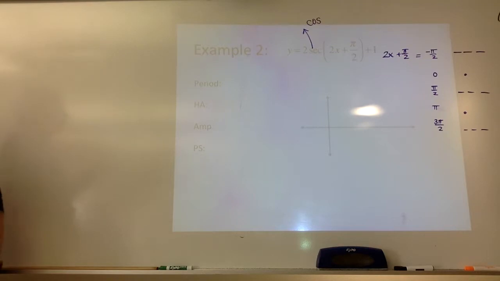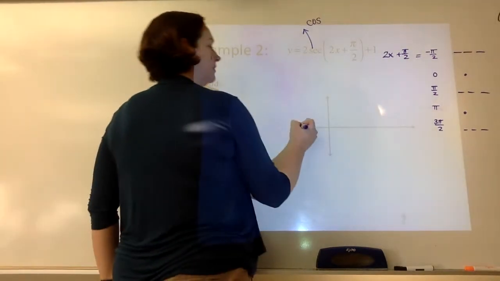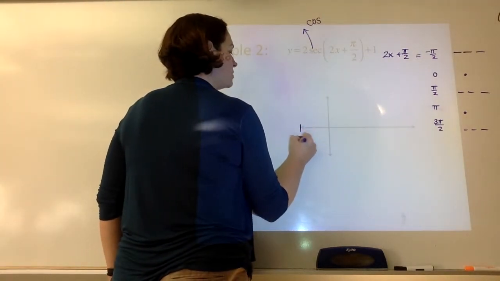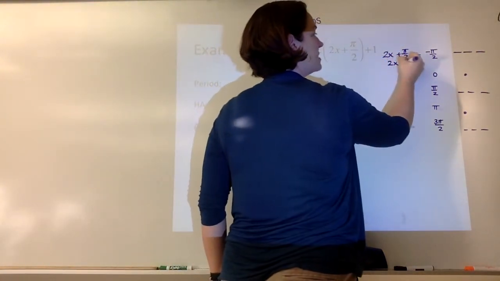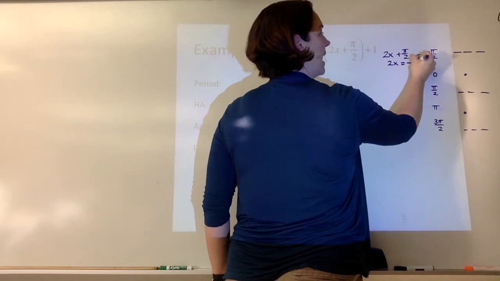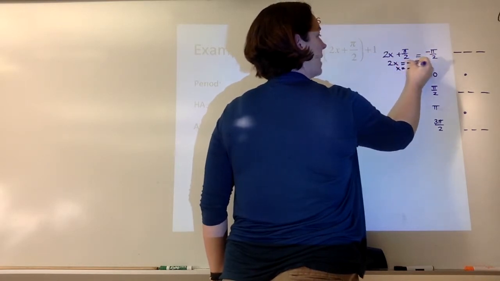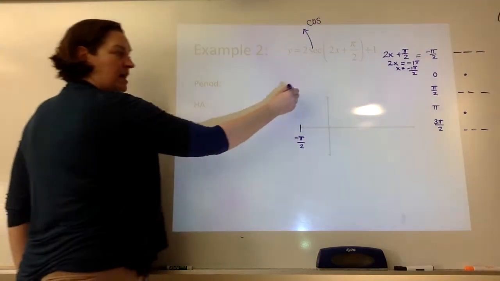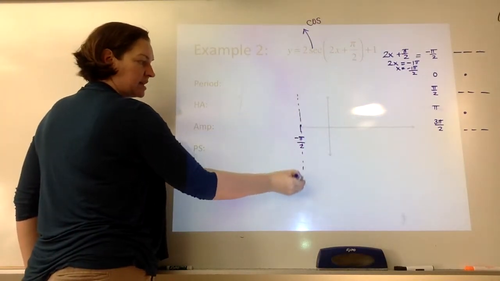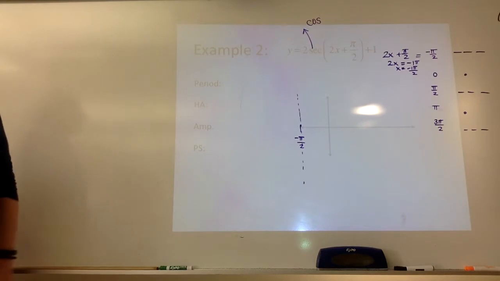You just went nowhere? Well, we did though. Let me show you where we went. So you get 2x is equal to negative 1 pi. X is equal to negative pi over 2. Okay, there's my first value, and we said it was an asymptote, so I can draw that right in as an asymptote. Then I go to 0.